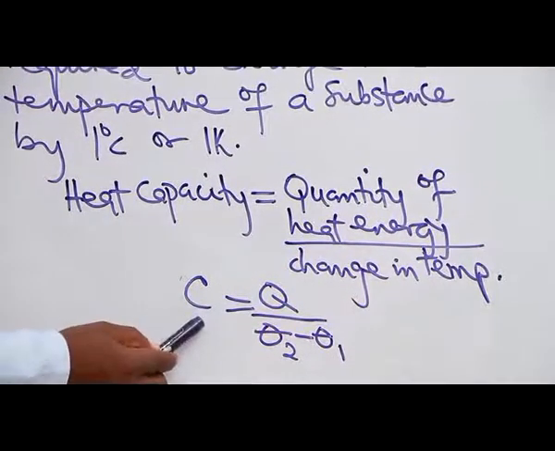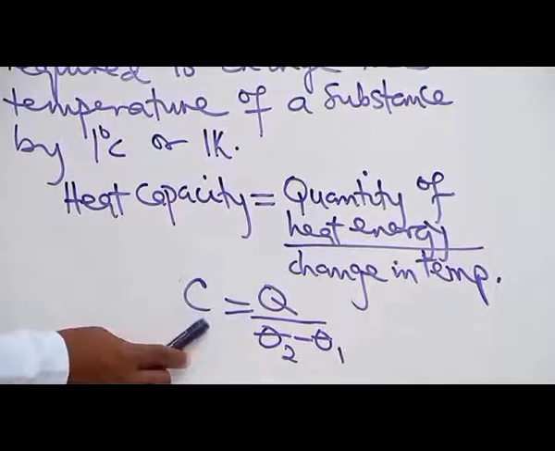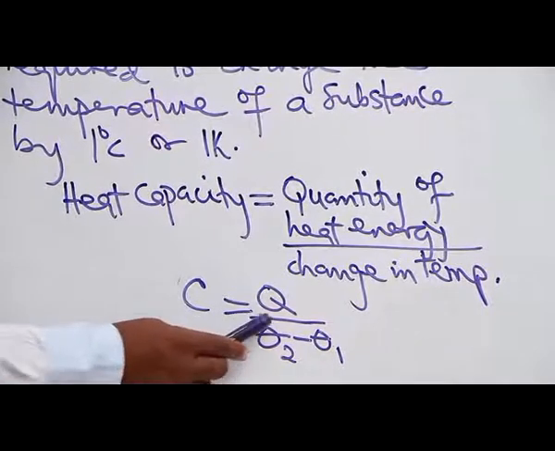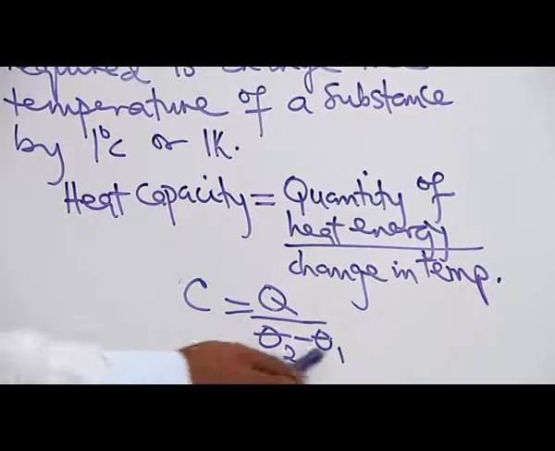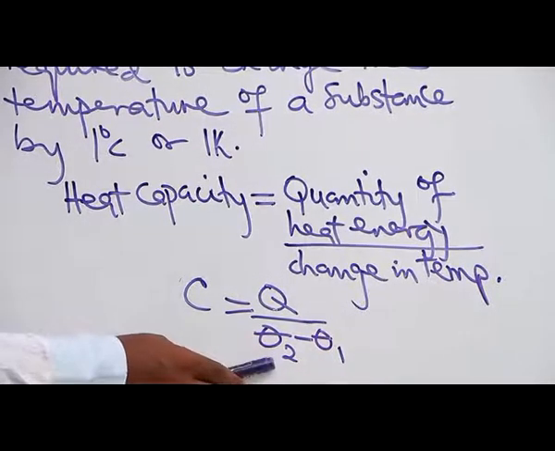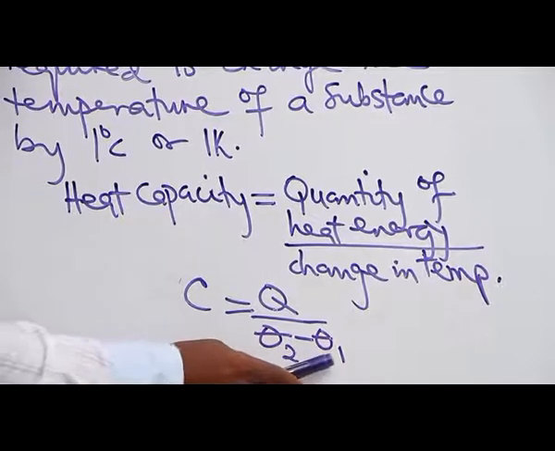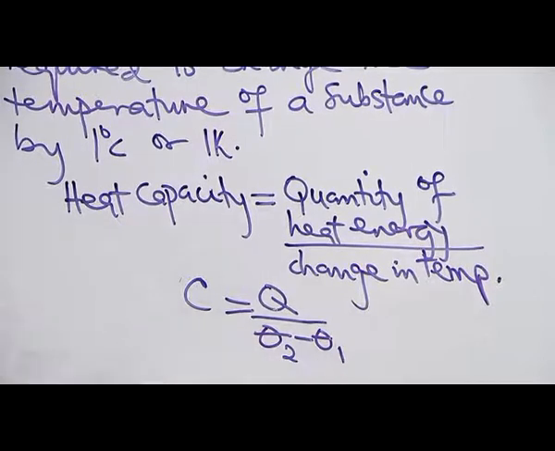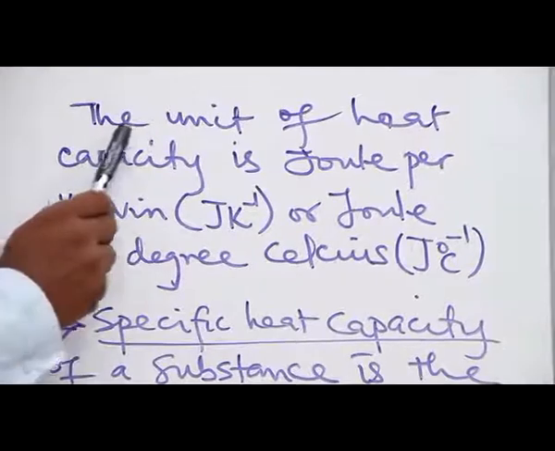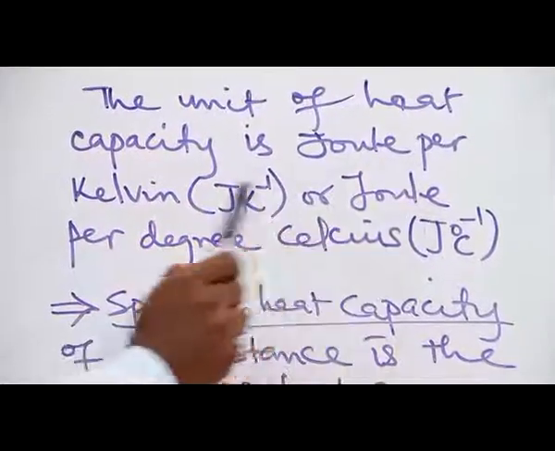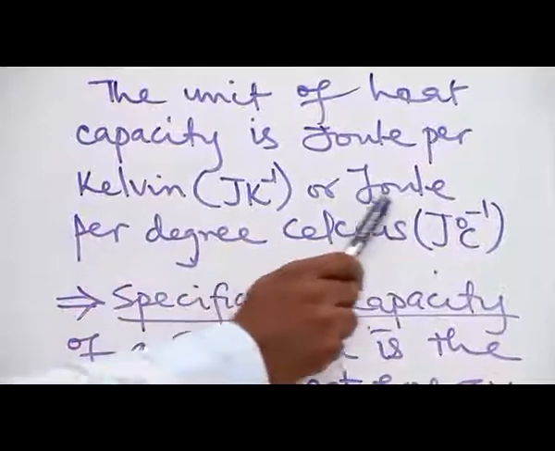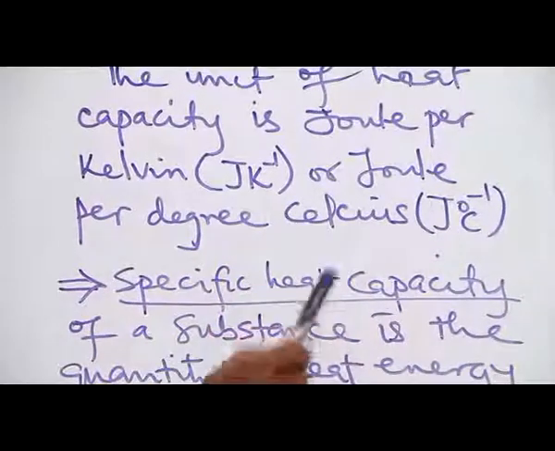We use capital letter C to represent heat capacity, C is equal to Q, that's the quantity of heat energy, divided by the change in temperature, which is final temperature T2 minus initial temperature T1. The unit of heat capacity is joule per Kelvin or joule per degree Celsius.